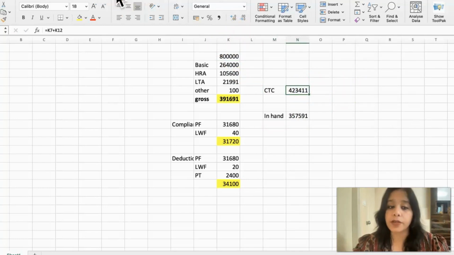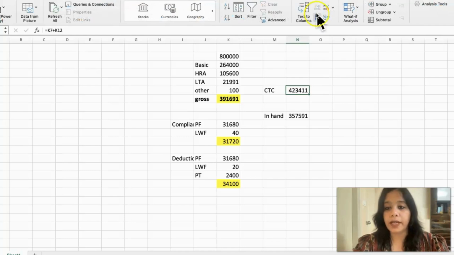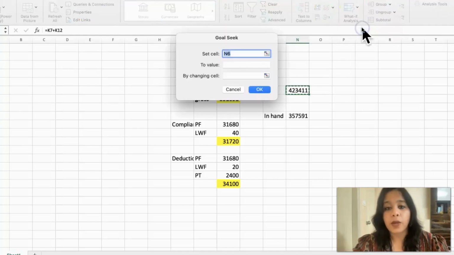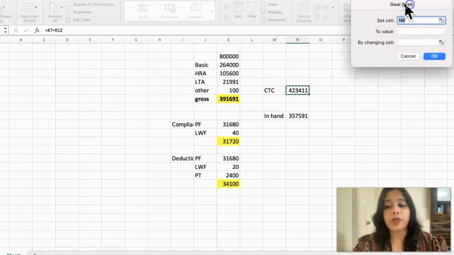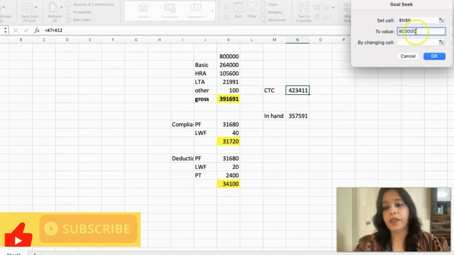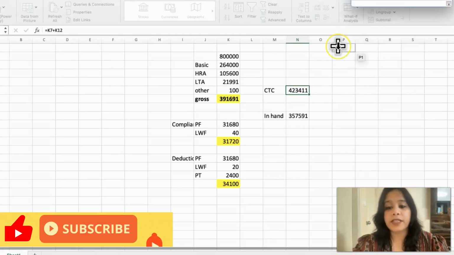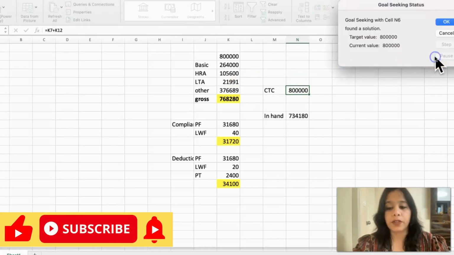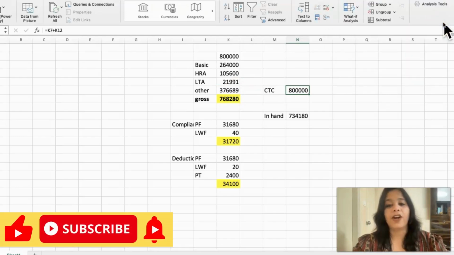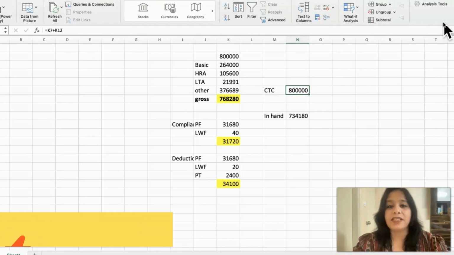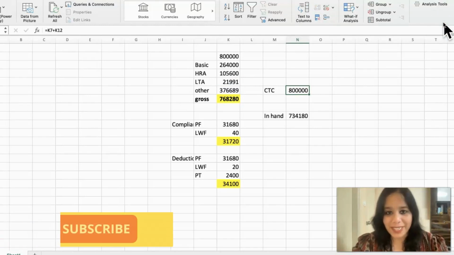How do I adjust it? So in your Excel, you will go to data, what-if analysis, goal seek. What value to set? CTC. What do you want the CTC to be? I want 8 lakh. How will you make sure that the CTC is met? I want the adjustment to be done here. Okay. So see, I got my net in hand, my CTC got matched, and my CTC is now properly framed.